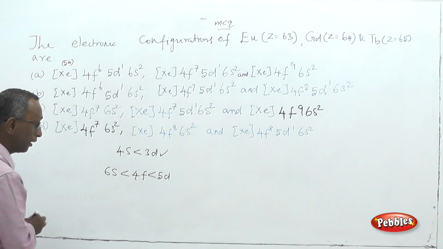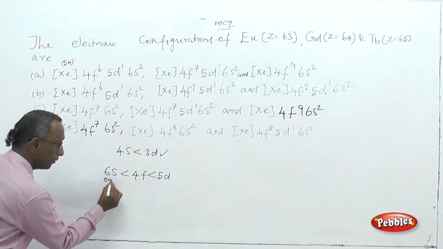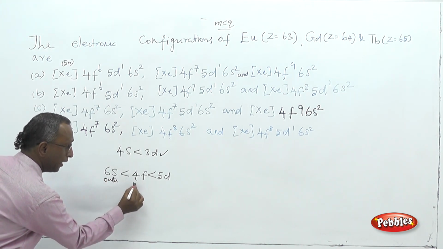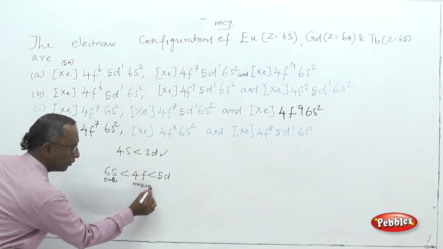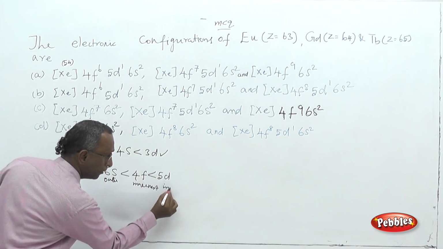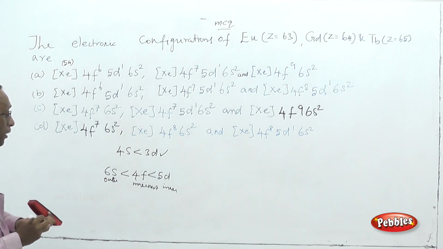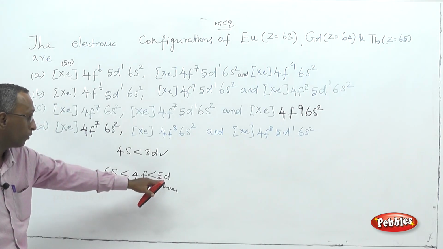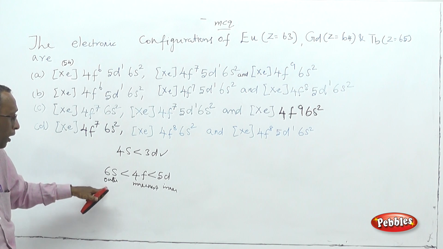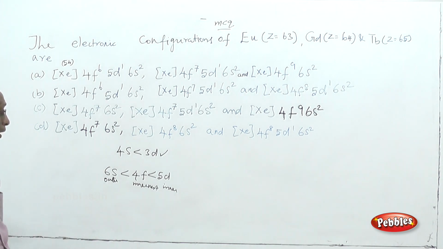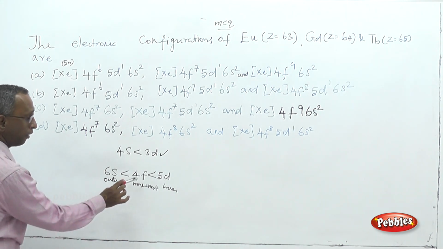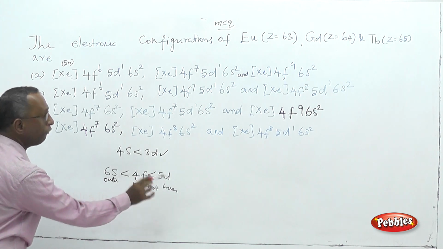Similarly, 6s is the outermost orbital. 4f is the innermost orbital. The middle one is the inner orbital. So here inner orbital energy is maximum, 5d is maximum, outer orbital energy is minimum. That is to be noted. The 6s energy level is less than that of 4f and less than that of 5d.